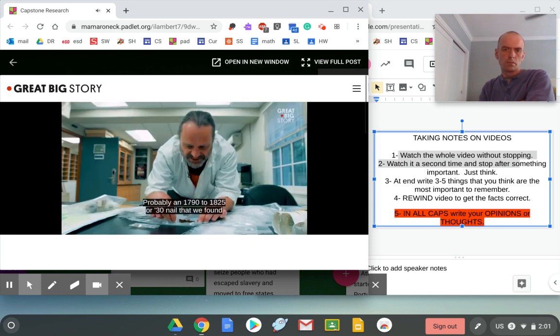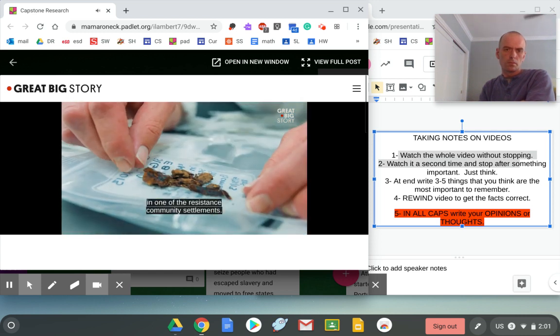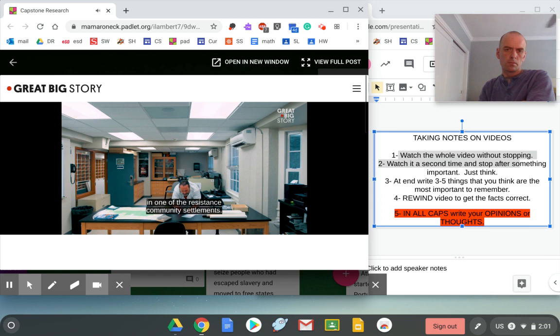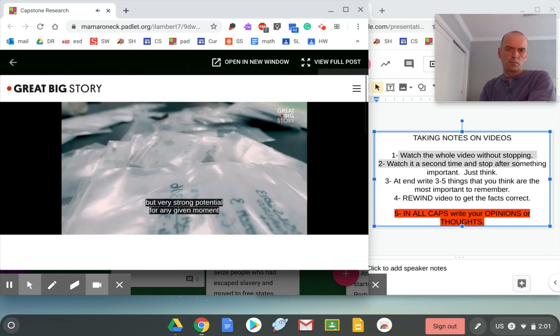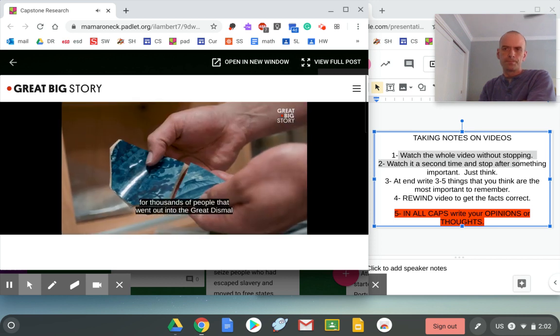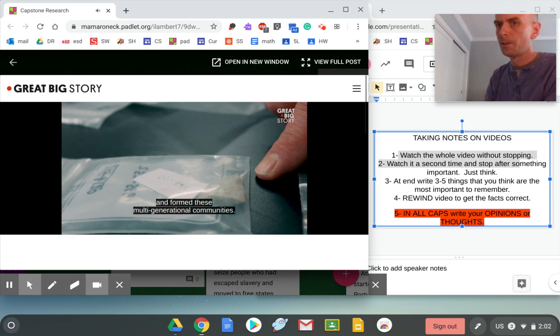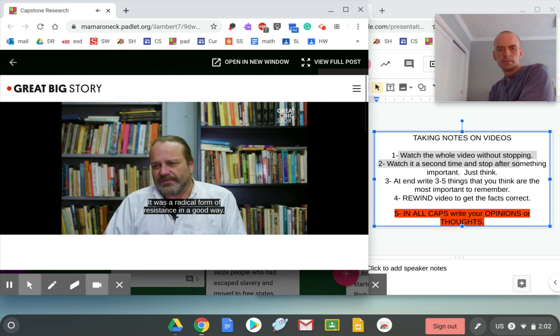Probably a 1790 to 1825 or 30 nail that we found in one of the resistance community settlements. I'm sure the population went up and down, but very strong potential for any given moment for thousands of people that went out in the Great Dismal and formed these multi-generational communities. It was a radical form of resistance in a good way.